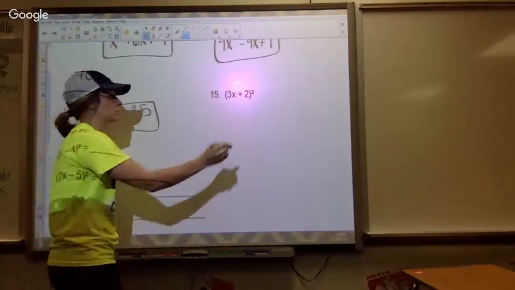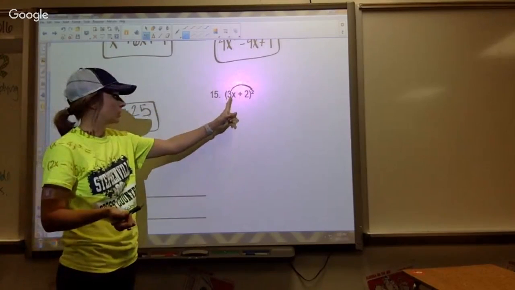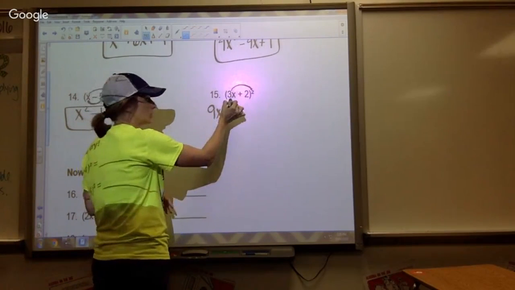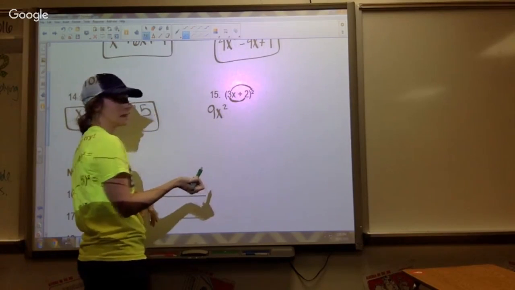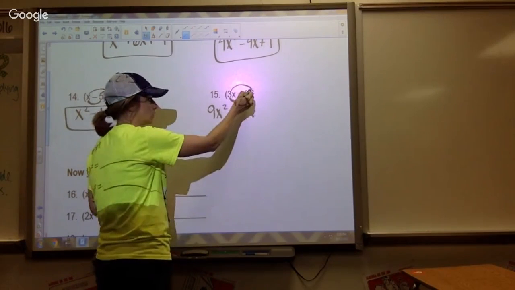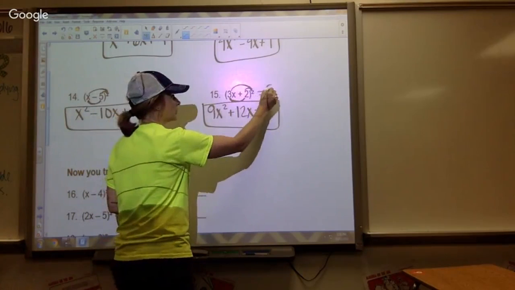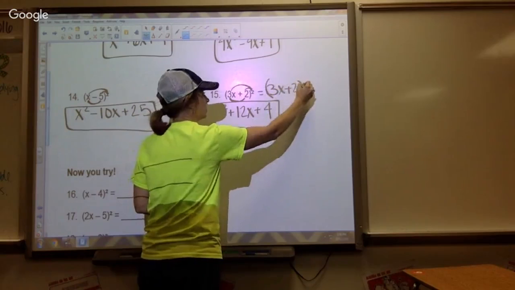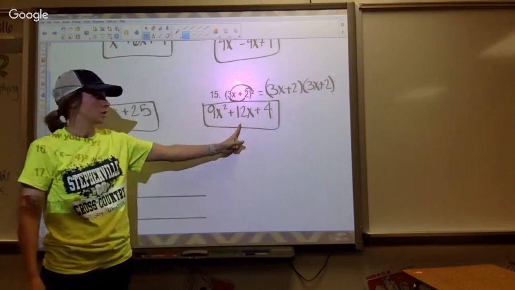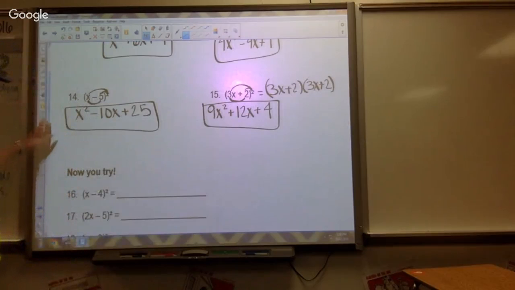Okay, so 15. It's a binomial squared, so I can square the first term. Don't forget to square 3 and x, so that would be 9x squared. Then you're going to multiply these together, which would give you 6x, but you have to times it by 2 to give you 12x. And then you're squaring that last term, which is plus 4. If you had written this out as 3x plus 2 times 3x plus 2 and used FOIL, you would have ended up with the same answer after you combine like terms. So you can use either method there.